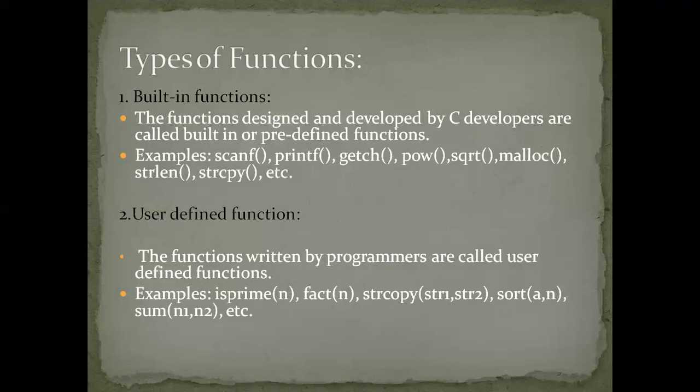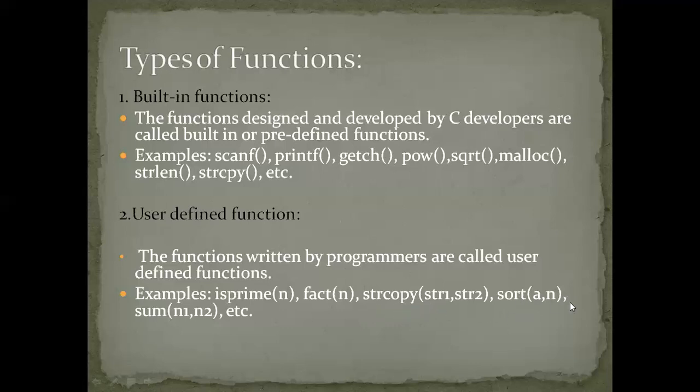There is a difference between a developer and a programmer. The end user writes the program, and we call that a programmer. Programmer-written functions are called user-defined functions. The examples for the user-defined functions are is prime, factorial, that is fact, and string copy. Listen here, string copy we have used here also. Let's check the spelling, strcpy. This is a string manipulating or string handling function. That one is predefined, but the string copy we use here, which copies two strings, is a user-defined function.